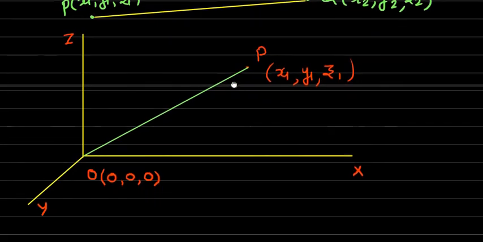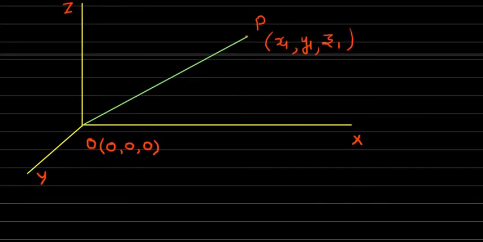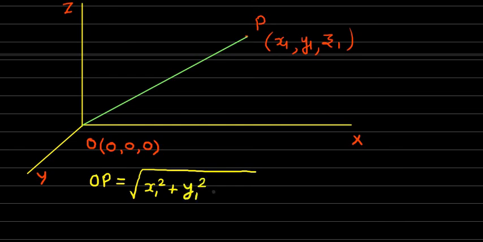And therefore, the distance OP in this case, the distance of point P (x1, y1, z1) from the origin (0, 0, 0), now becomes the square root of x1 square plus y1 square plus z1 square. This is the special case of that distance formula.